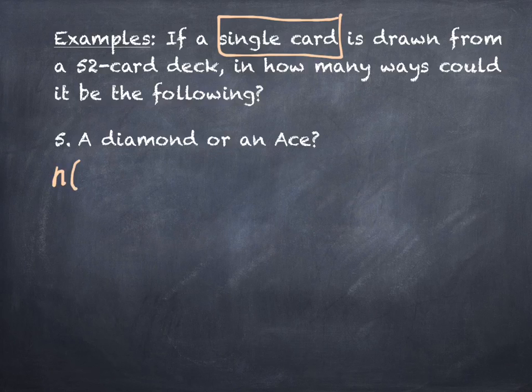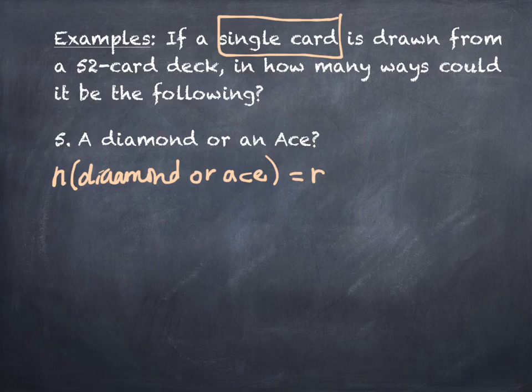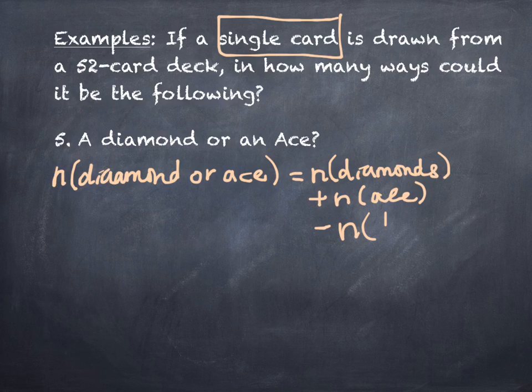I want the number of items that are a diamond or ace. And the word or is a union, right? You guys remember that? Or means union. So what this should do is count the number of diamonds plus the number of aces minus the number of ones that are diamonds and aces. Okay? So that's what I'm supposed to be doing. This is the only one I'm going to write out quite like that.